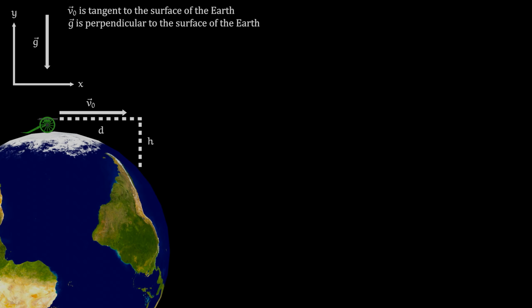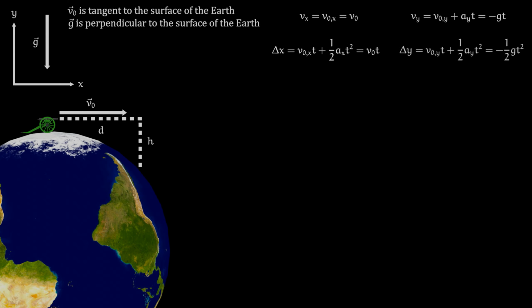The velocity in the x direction at any given time is just the initial velocity we started with, v0. The velocity in the y direction, using a kinematic equation, is negative g times t, since we have no initial y velocity, v0y. Looking at the kinematic equations that deal with displacements, we see that delta x is equal to v0 times t, and that delta y is equal to negative 1/2 g times t squared.